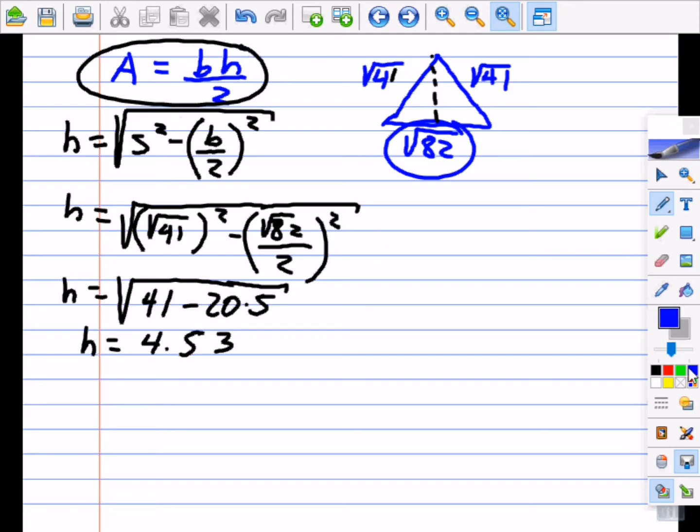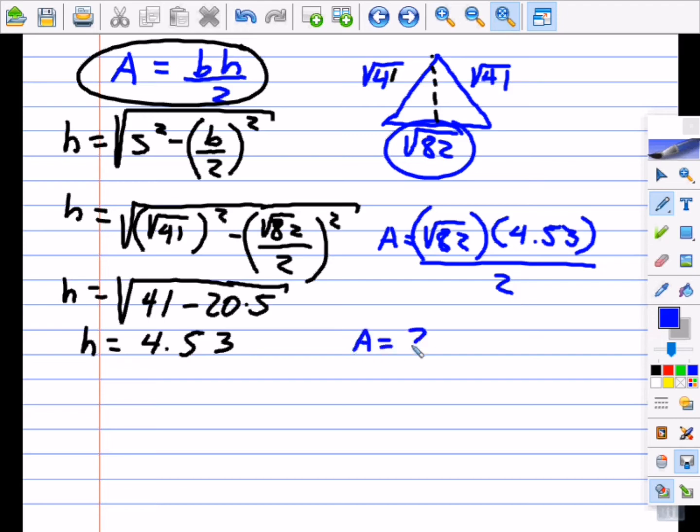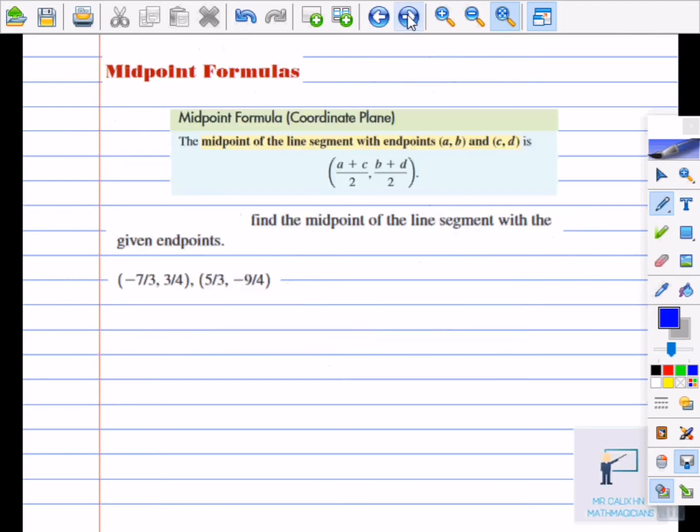It says area is equal to the base, that was square root of 82, multiplied by your height that you found, that is 4.53, and this divided by 2. If you evaluate this in your calculator, your final answer is 20.5 as an area. There you found your perimeter and your area. With this, we will continue with our next part of the video.